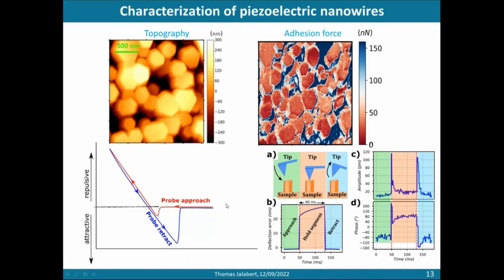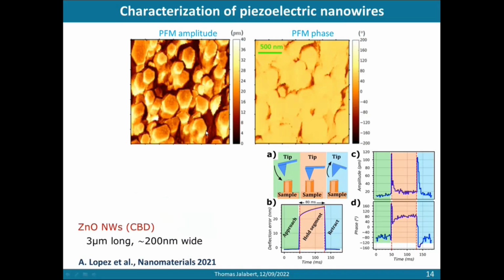When we approach the tip, we set a given set point, so that the tip is in contact with the sample, and during this time we measure the piezo response properties. If we plot the average piezo response as a function of position, we have here the PFM amplitude map, and we see that we have large spatial resolution, because we can see that the piezo response is a bit larger on the edge of the nanowires. So this is interesting for characterizing the physics at the nanoscale.